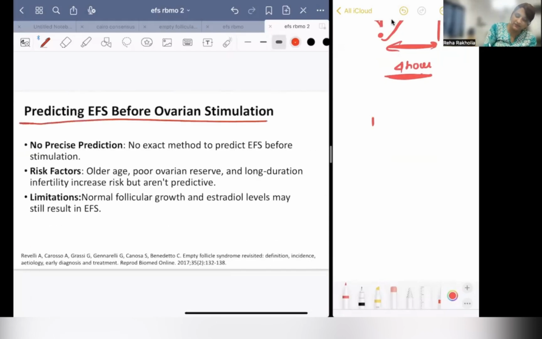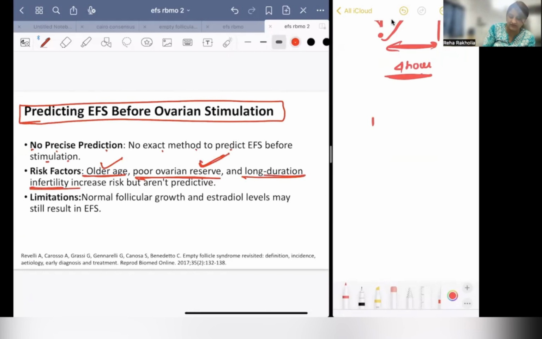Predicting EFS before ovarian stimulation. There is no precise prediction, no exact method to predict EFS before stimulation. Risk factors: older age and poor ovarian reserve are risk factors, and longer duration of infertility increases risk, but these are not predictive. Limitation: even after normal follicular growth and good estradiol level, EFS can occur.